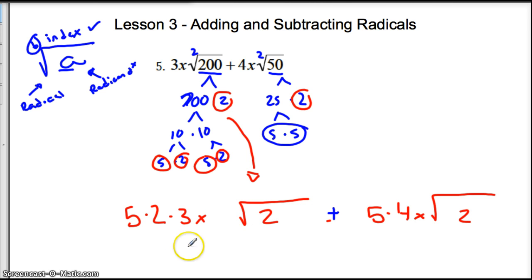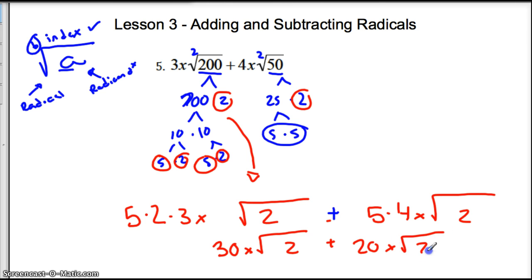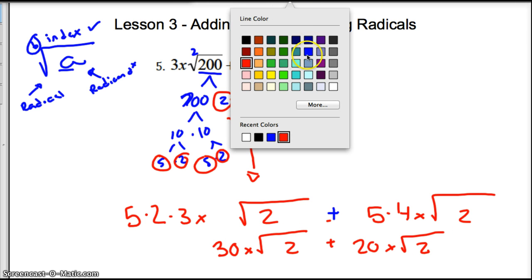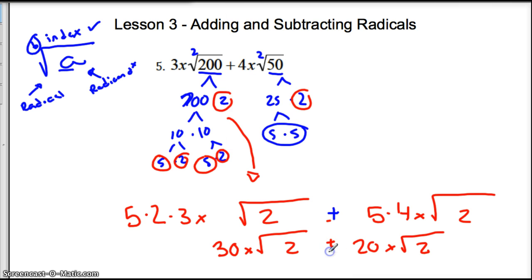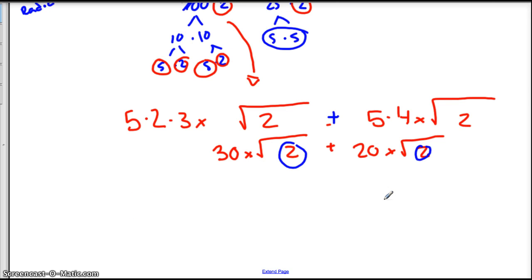So first let's start by simplifying the outsides. 5 times 2 times 3 gives us 30x square root 2 plus 5 times 4x is 20x square root 2. Well, now we got our indexes to be the same. They're both 2. And we have the same radicands. So we can now, see, radicands are the same. So now we can just add everything up.